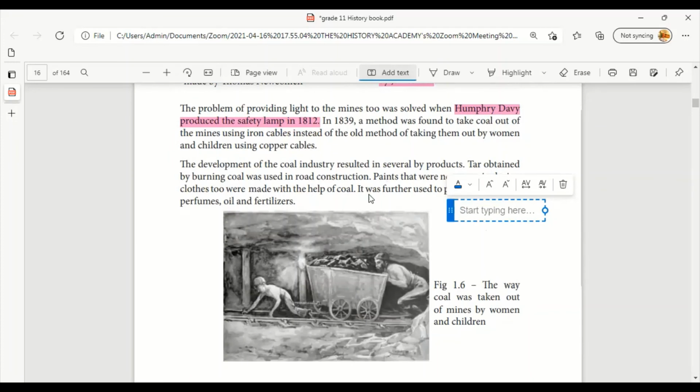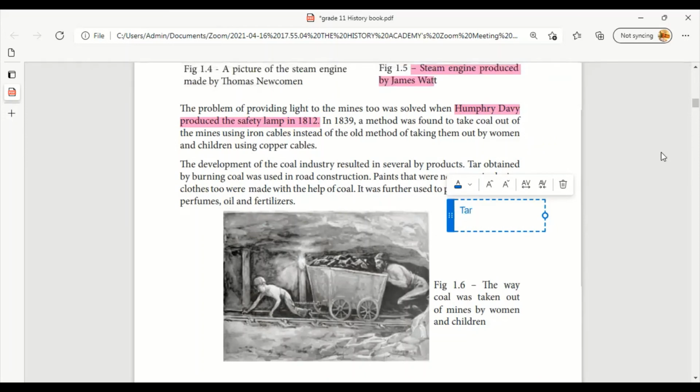The development of the coal industry resulted in several byproducts. By using coal, we can produce tar, right? Paints were produced, and also dyes, so clothes were dyed with their help. Clothes dye was produced by using coal, and then medicine, perfumes, oil and fertilizer were produced, right?